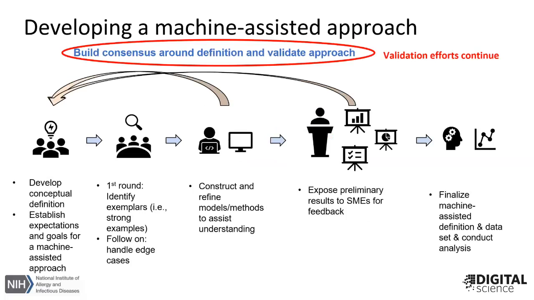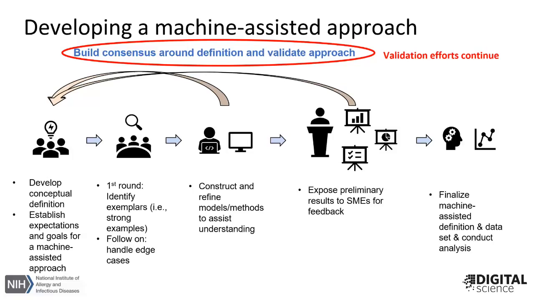The figure on this slide is very similar to the one on the previous slide, but with a little more detail and a couple extra steps. It's very similar overall. We start with the definition. We then try to identify some documents that are extremely strong examples of that definition. We then try to develop some method or model to identify those documents and other documents like them. And then we expose these results to subject matter experts and try to get some feedback. In this whole process, we're iterating on this a lot. We keep going back and we update our definition, we'll update our example documents, we'll update our methods. And hopefully at the very end, we have this very nice machine-assisted definition as well as a coded data set which we can conduct analyses on.